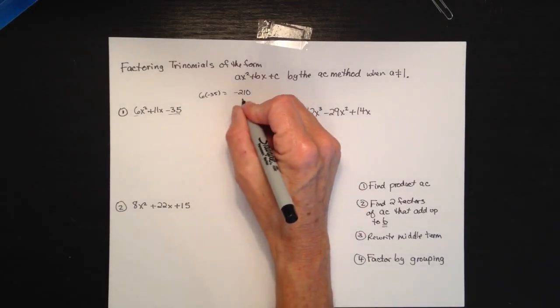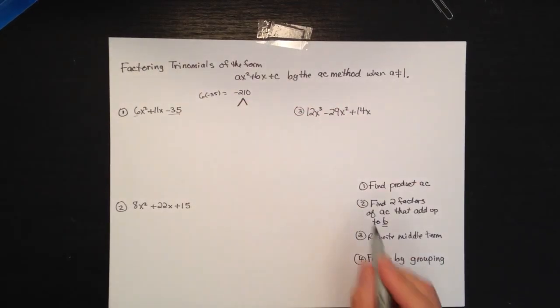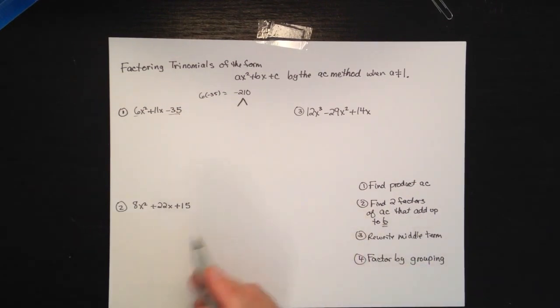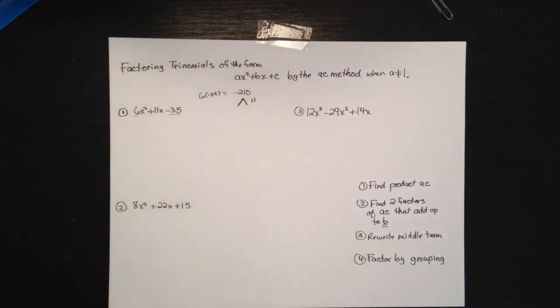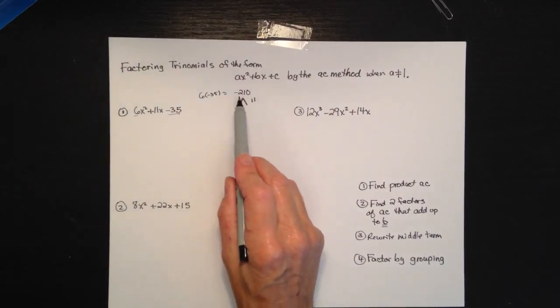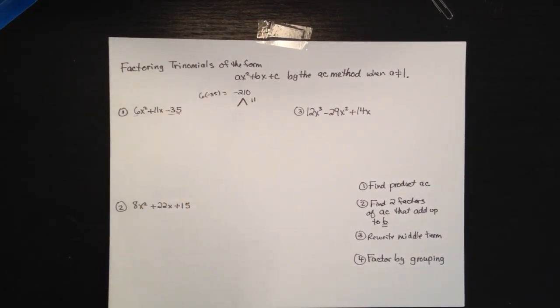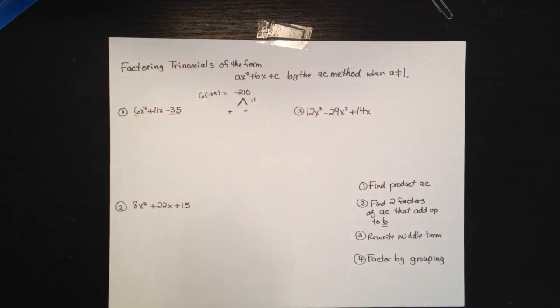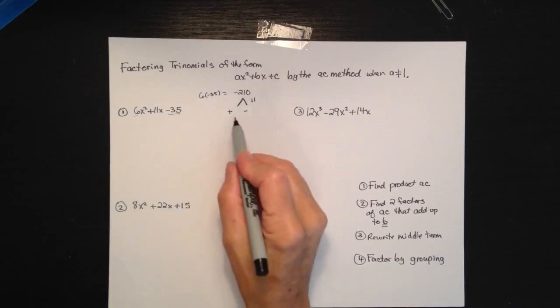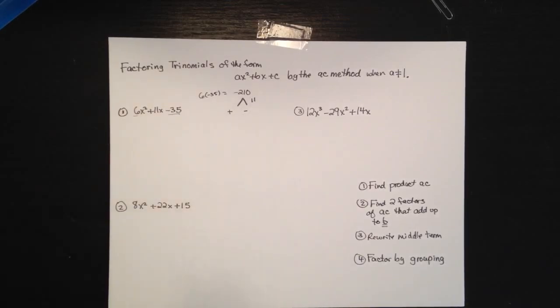Then this is step 2, find two factors of a times c that add up to be b. So in our case, b is 11. The fact that a times c is negative means the only way that can happen is by multiplying a positive times a negative. So we know one of the factors is going to be positive and one of the factors is going to be negative, and it needs to add up to 11. So we know that the bigger factor is going to be positive.